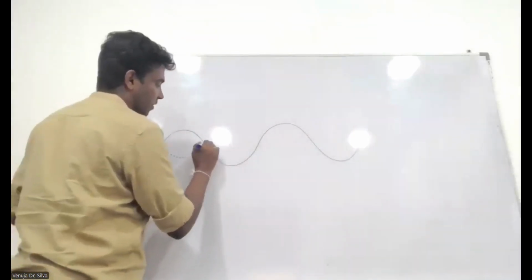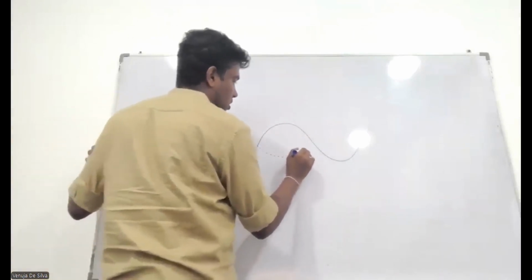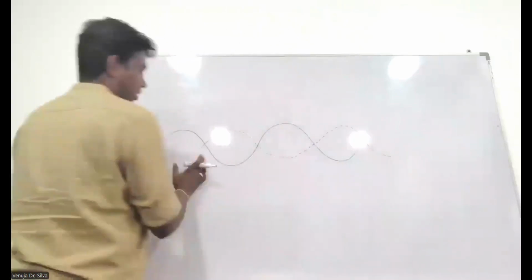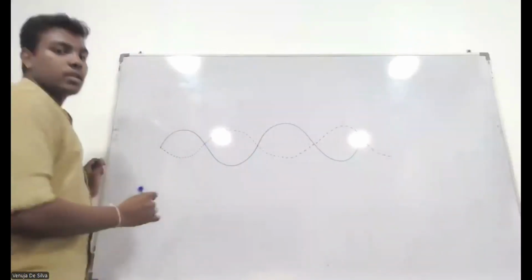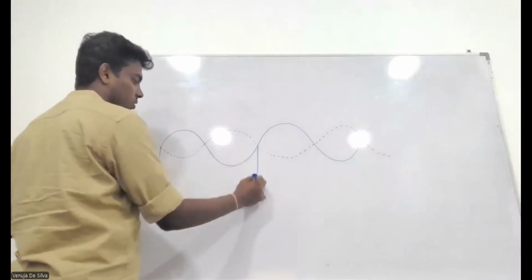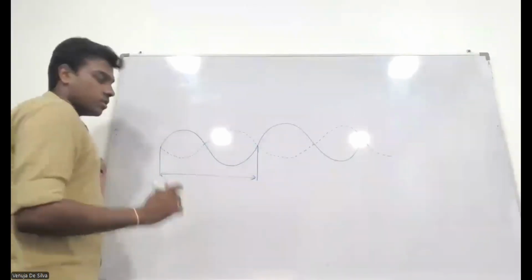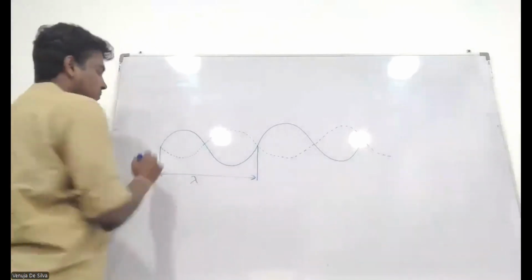This is the reflected one. So these loops, we call these the loops. They have to be roughly equal. Loops are usually equal. That's the reason. The distance between two loops is the wavelength. Always, always, wavelength is the distance between two loops.